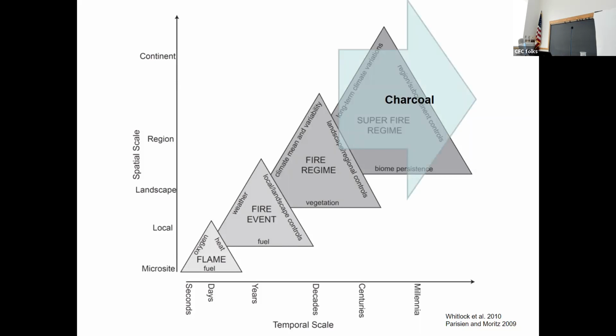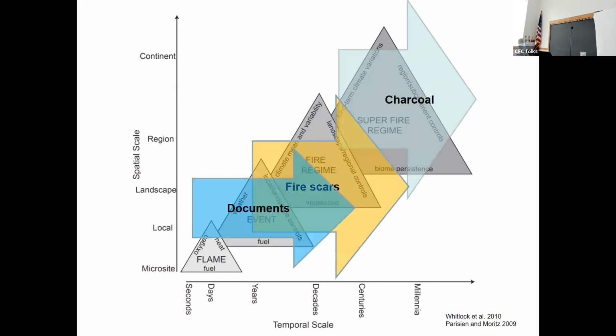So we talk a lot about fire history. We have charcoal records that span regions to continents, centuries to millennia. Fire scars on trees, which Evan and I are both going to talk a lot about, spanning regions to local scales, years to centuries. Documents and historical notes fall in this period. And then we have our experiments and our satellite data. They're all contributing to different spatial scales and different temporal scales, and we can put them all together to really get a big picture about what's going on.